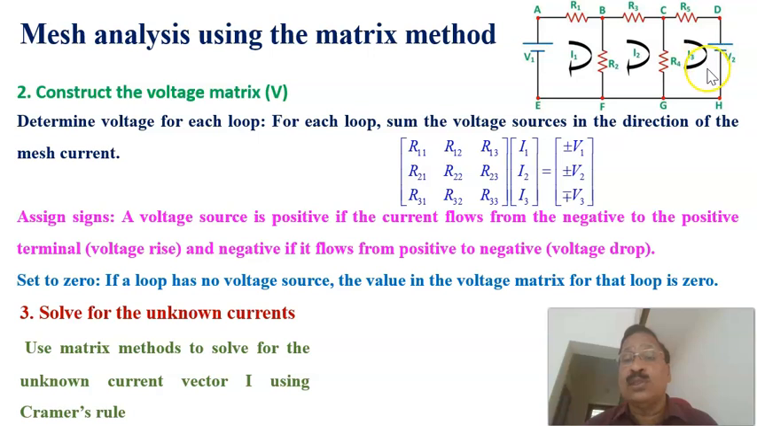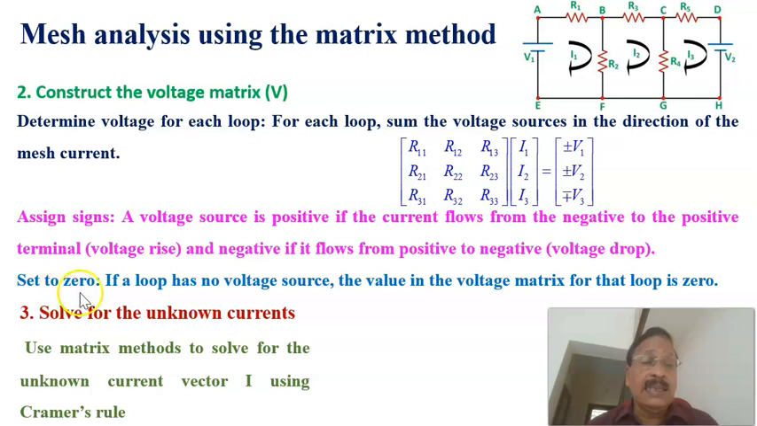For example, in this case, in the third loop, this is the mesh current, and there is a voltage going from plus to minus, so a voltage drop. That is why this will be taken as negative. Therefore, this voltage will be taken as minus in the voltage column vector. This element will be minus V2, and this element will be plus V1. And of course, since there is no voltage source in the second loop, it will be taken as 0. That way we can make the voltage column matrix.